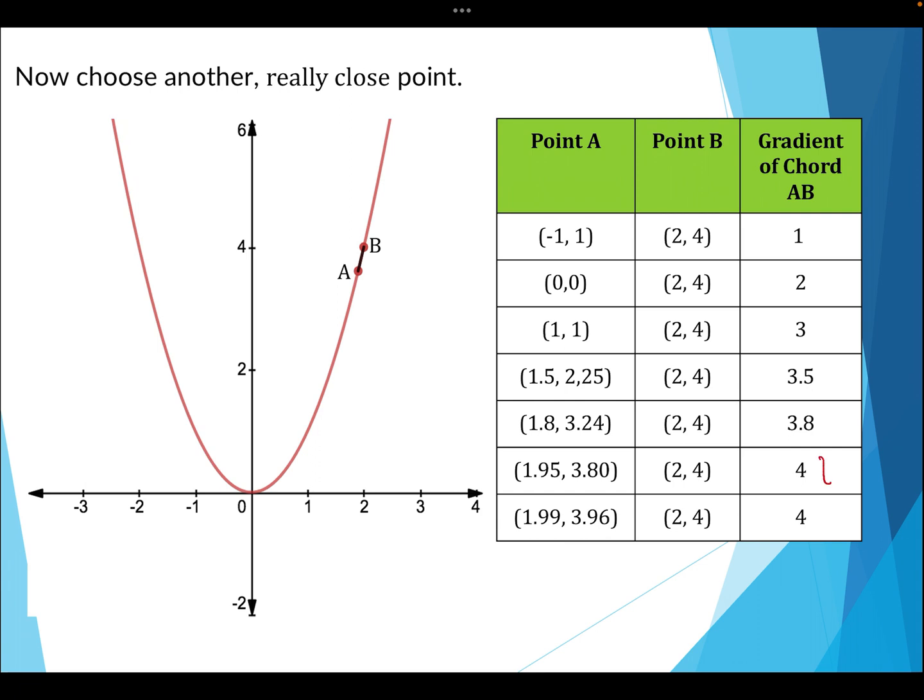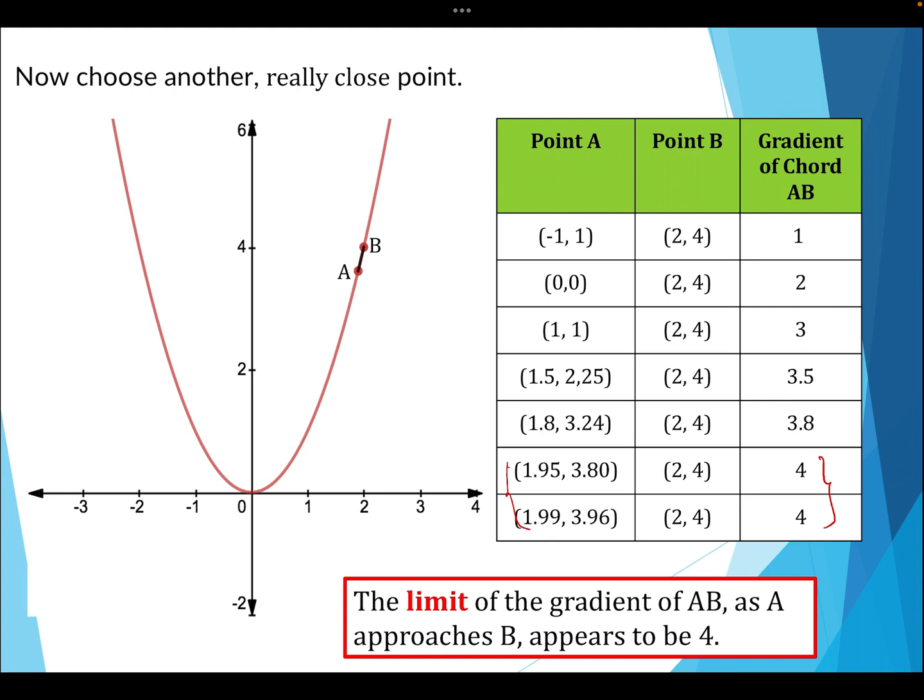So now that you've got that, we can say that AB now approximates the tangent at point B, or we should say the limit of the gradient of AB as A approaches B appears to be 4. So the gradient at B is 4.